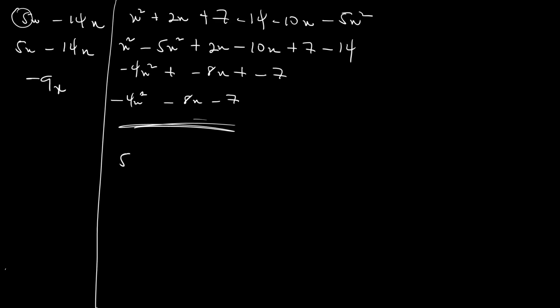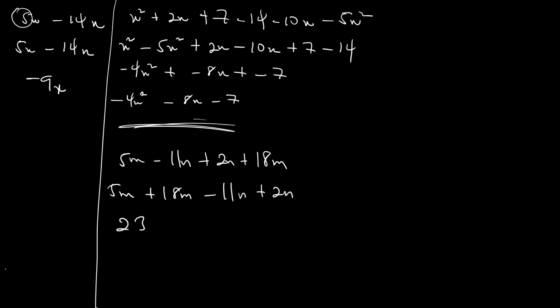Another example, we have 5m minus 11n plus 2n plus 18m. So first we group like terms. So we have 5m plus 18m minus 11n plus 2n. So we can add the 5m and 18m, which gives us 23m. Then we have minus 11n plus 2n, which gives us minus 9n. So we have 23m minus 9n as our final answer.